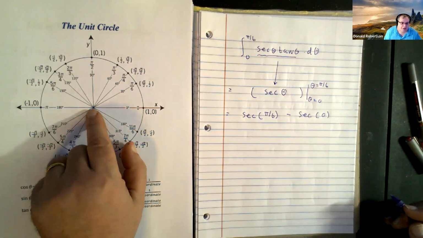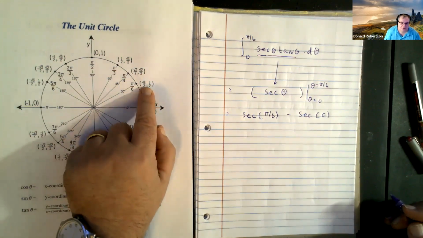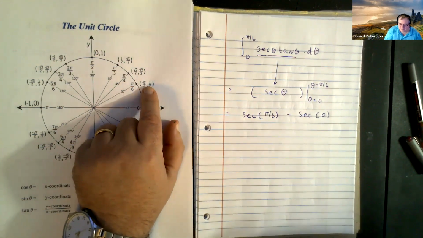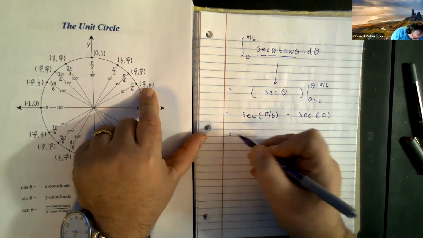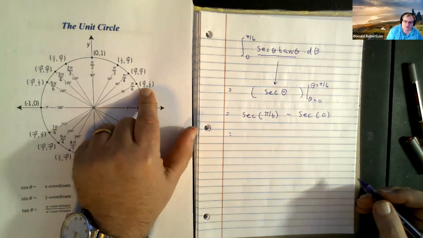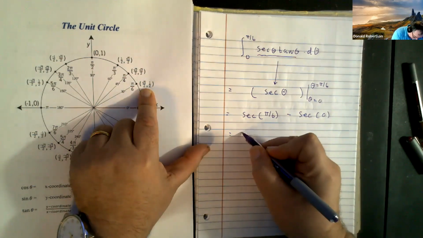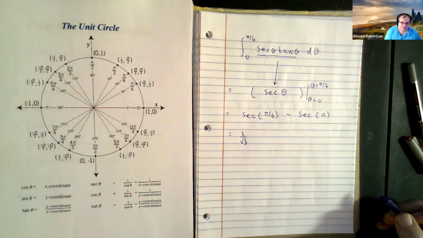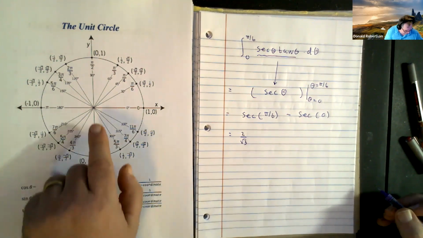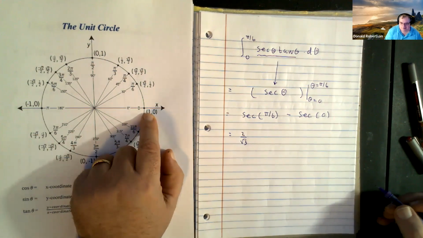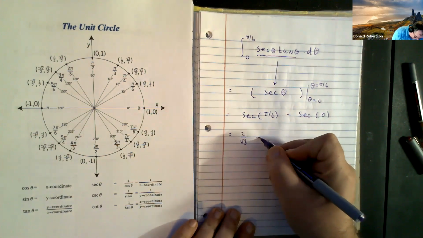If you want to get the secant of an angle, it's 1 over the x coordinate. So I'm going to look for pi upon 6. Do you see pi upon 6 is here? And the secant is 1 divided by the x coordinate, essentially the reciprocal of it. So the x coordinate is root 3 over 2, so 1 over that is 2 over root 3. Now, the secant of 0 degrees, well, here is 0. The x coordinate is 1, and 1 over 1 is still 1. So there's your answer.